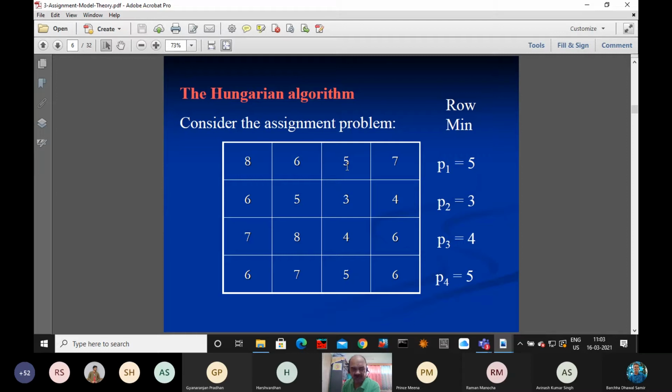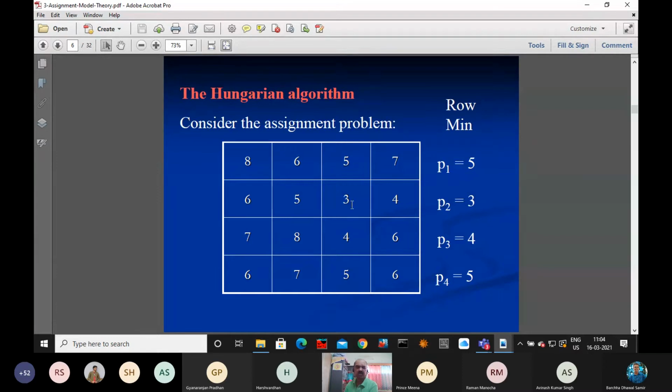Now come to the second row. The second row elements are 6, 5, 3, 4. The minimum value is 3. We subtract 3. So the first element, 6 minus 3 is 3. 5 minus 3 is 2. 3 minus 3 is 0. 4 minus 3 equals 1. So there is a 0.